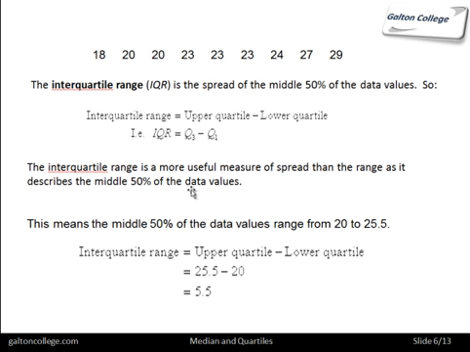The interquartile range is a more useful measure of spread than the range, as it describes the middle 50% of the data values. So it goes for the middle 50%, and it knocks off any extreme values. If you had the range, it would be, in this case, 29 minus 18. But that's including the extreme values. The interquartile range knocks that off, takes Q3 minus Q1, and that tells us what the interquartile range is.